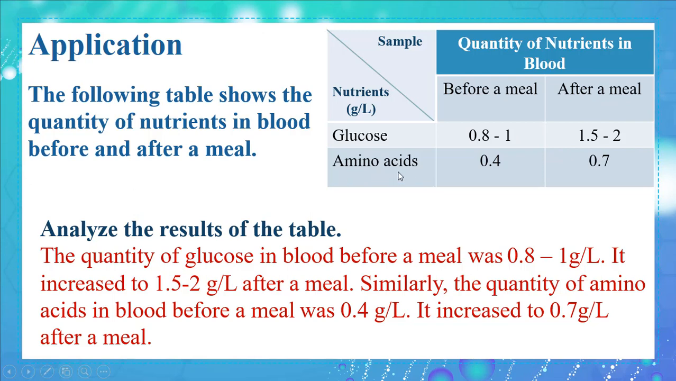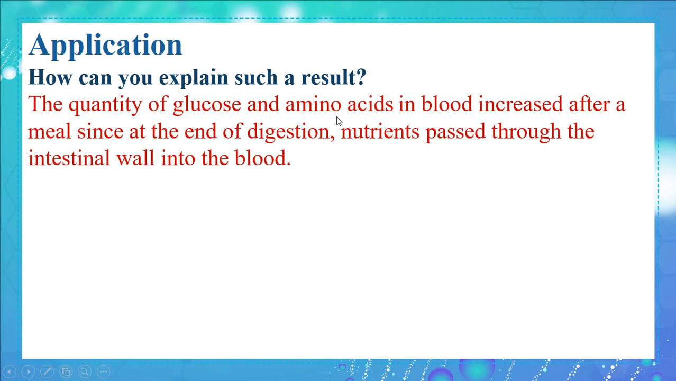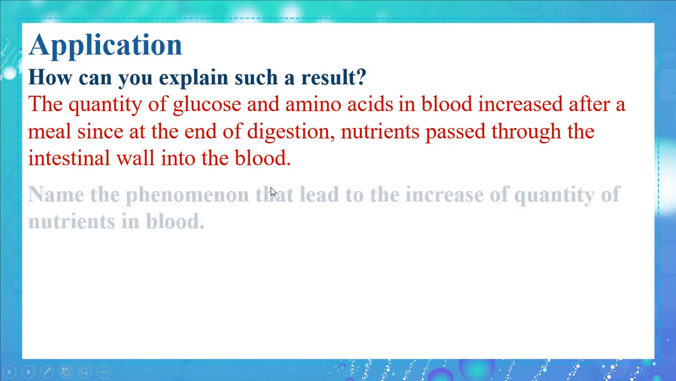Similarly, the quantity of amino acids in blood before a meal was 0.4 gram per liter. It increased to 0.7 gram per liter after a meal. How can you explain such a result? The quantity of glucose and amino acids in blood increased after a meal since at the end of digestion, nutrients passed through the intestinal wall into the blood.